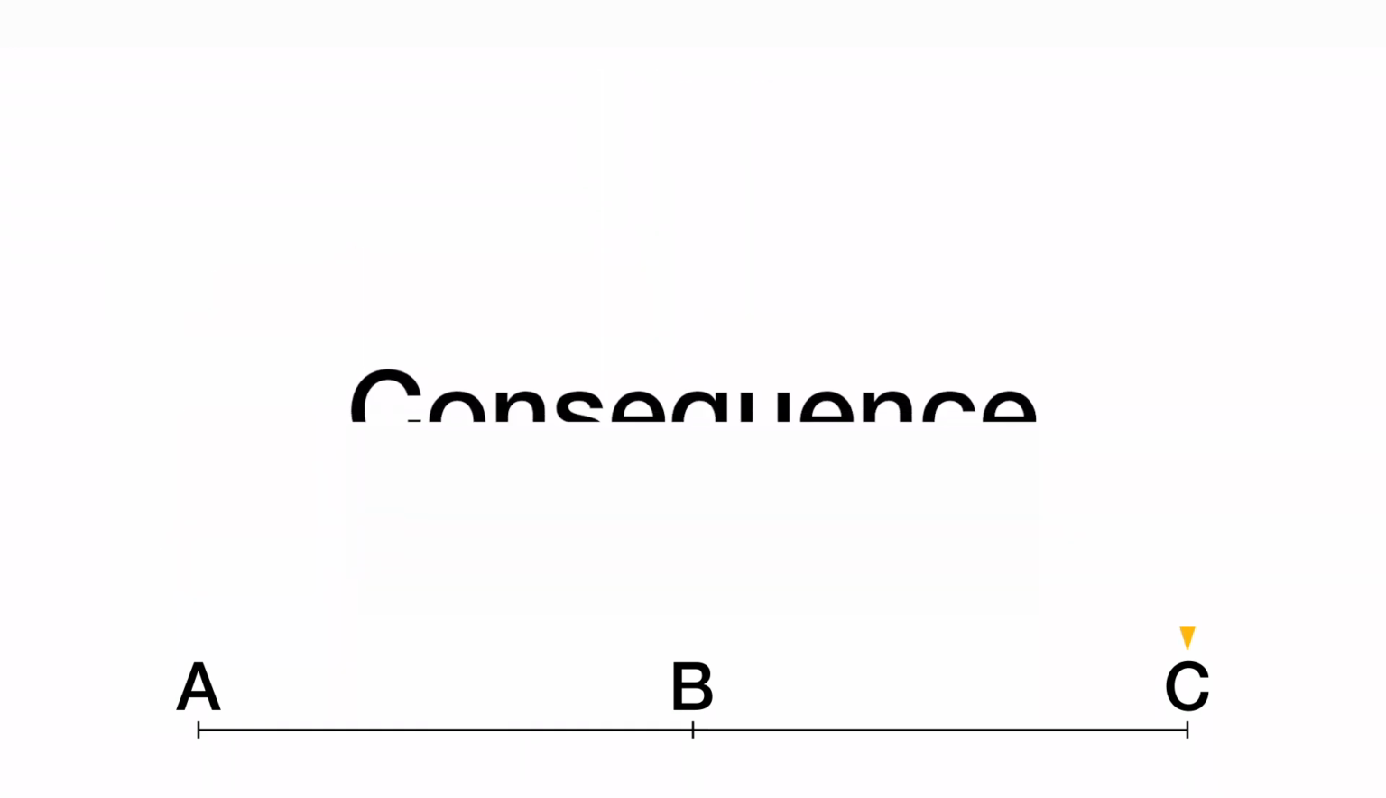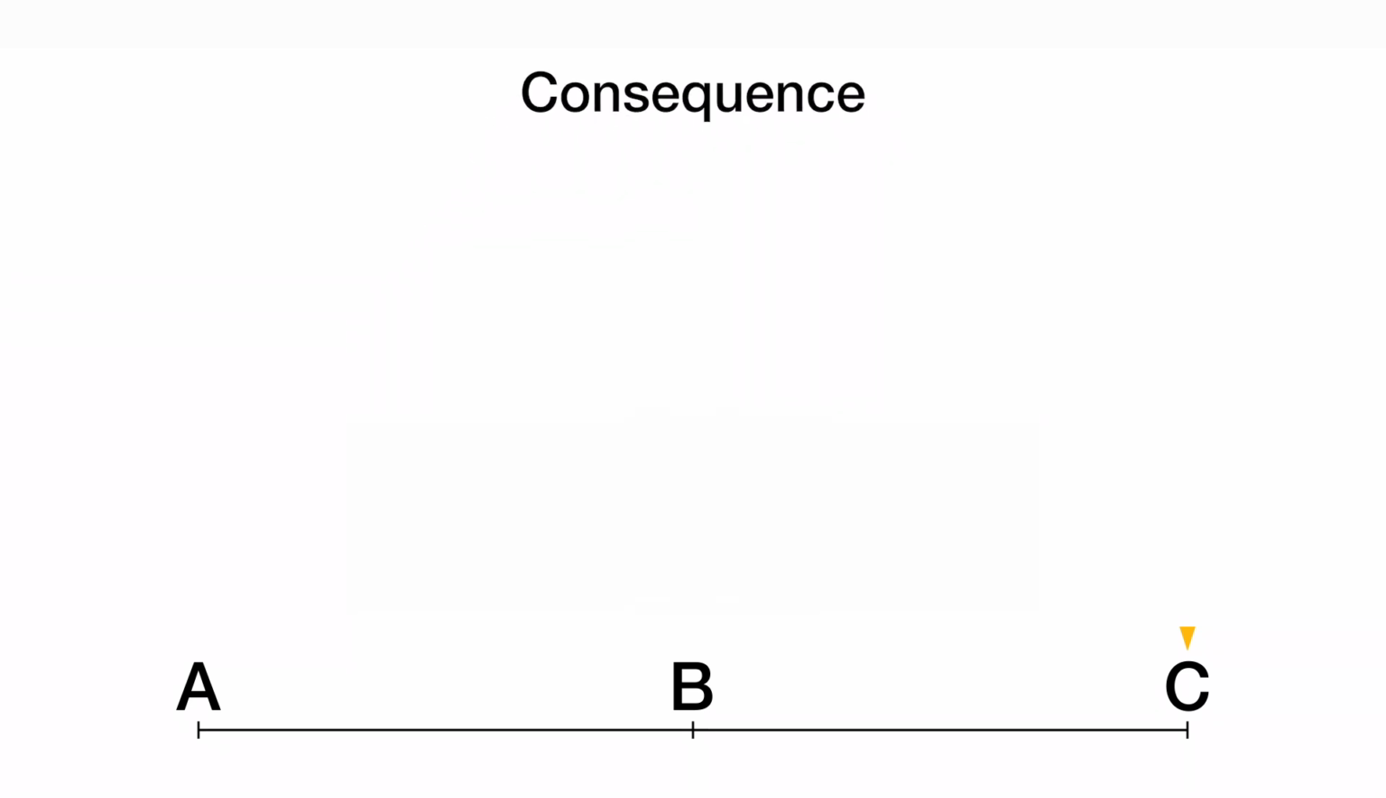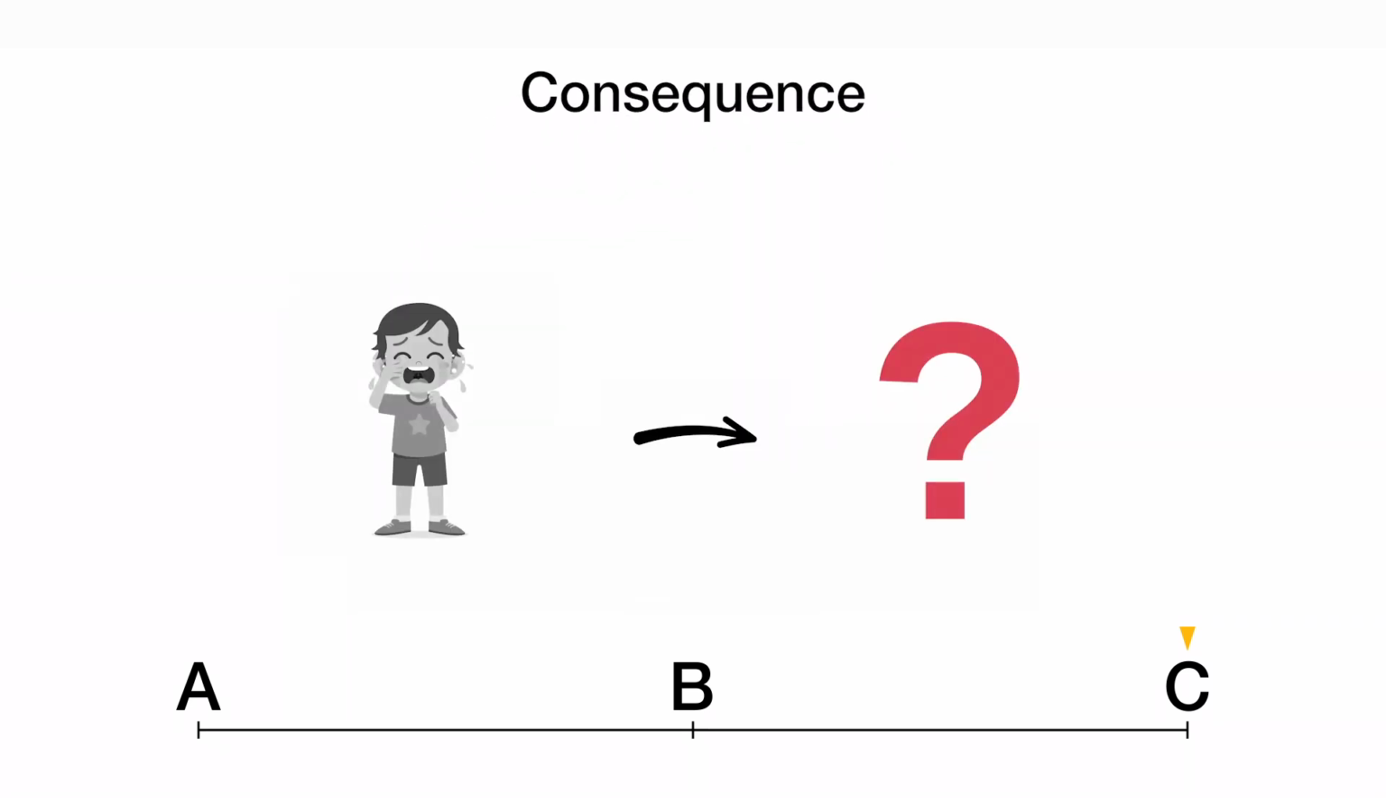C stands for consequence. This is what happens immediately after the behavior. Depending on the behavior and the purpose, what comes after, the consequence, either can increase or decrease the likelihood that the behavior will happen again.